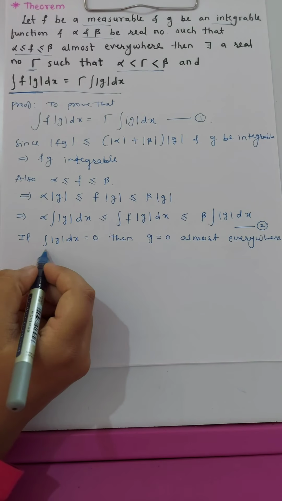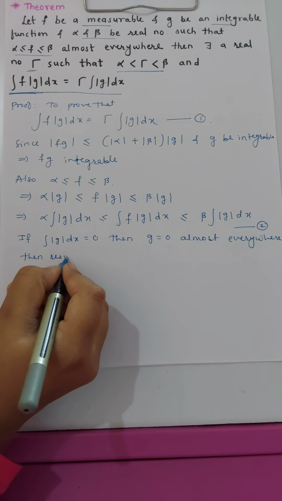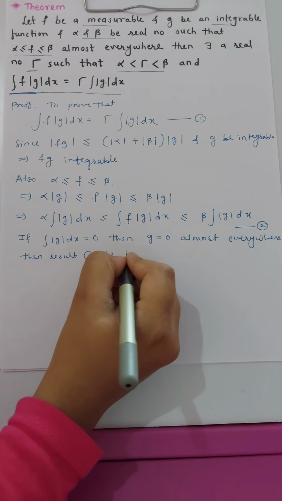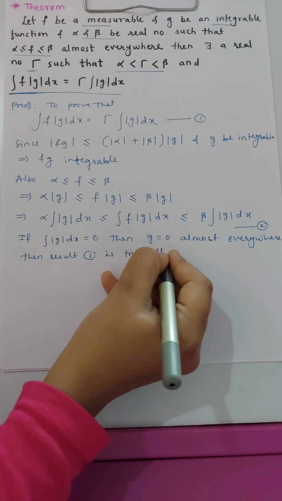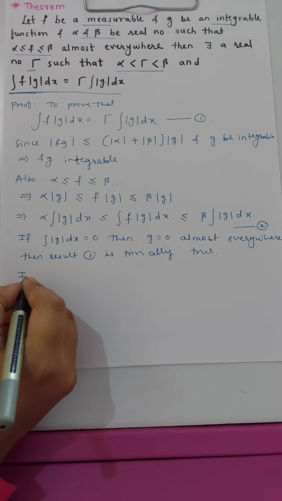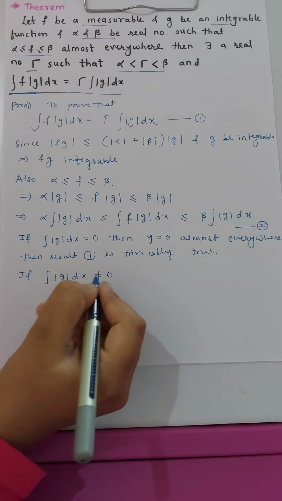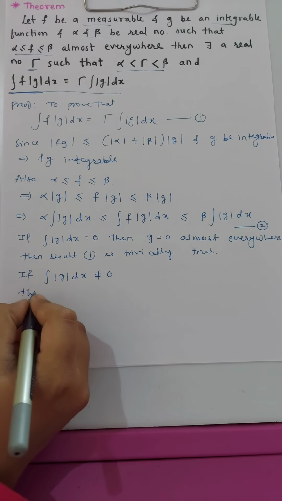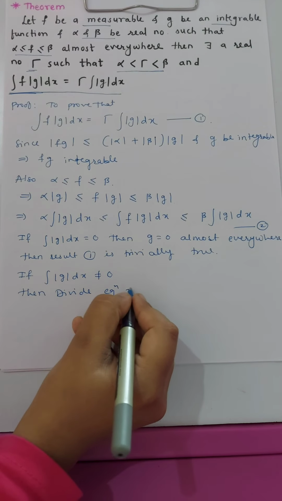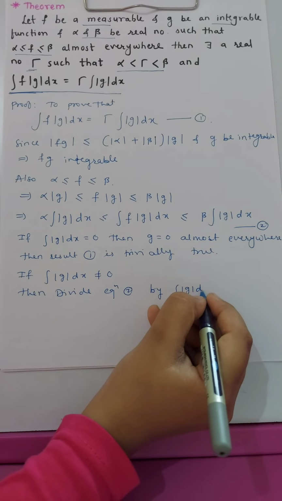And if g is equal to 0 almost everywhere, then result 1, which we need to prove, is trivially true. So second condition: if the integral of mod g dx is not equal to 0, then divide equation 2 by the integration of mod of g dx.